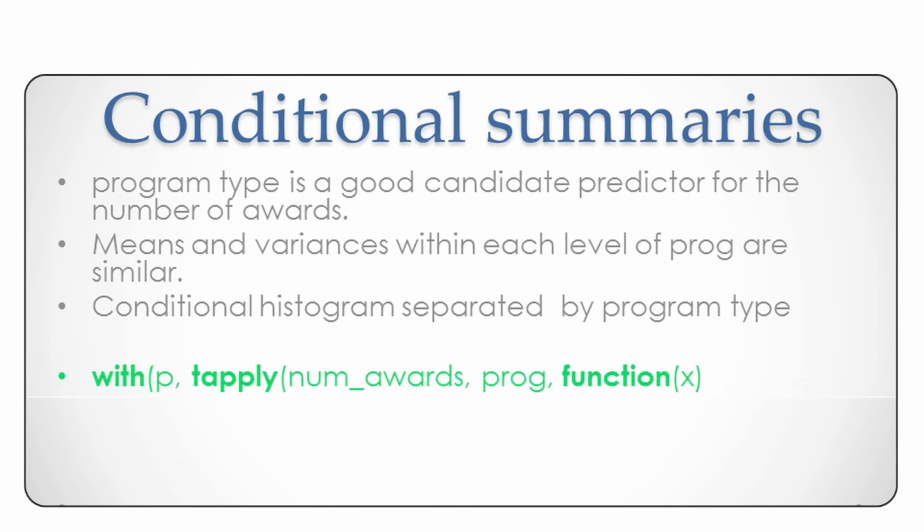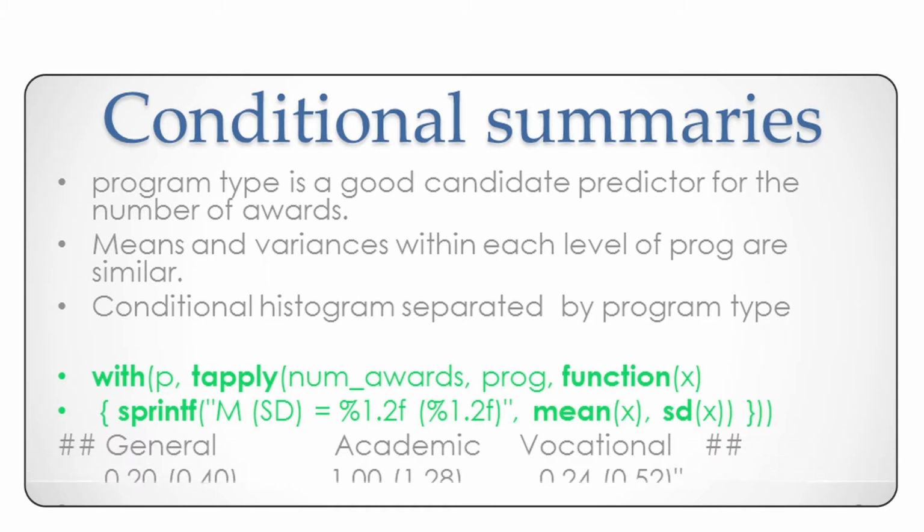With P, the function which we use to apply using tapply is sprintf msd equal to %1.2f, mean x and standard deviation x. This returns the mean number of awards for the general, academic, and vocational categories, which you can see are 0.2, 1, and 0.24, and it also returns the standard deviations in parentheses. So 0.4 for general, 1.28 for academic, and 0.52 for vocational.